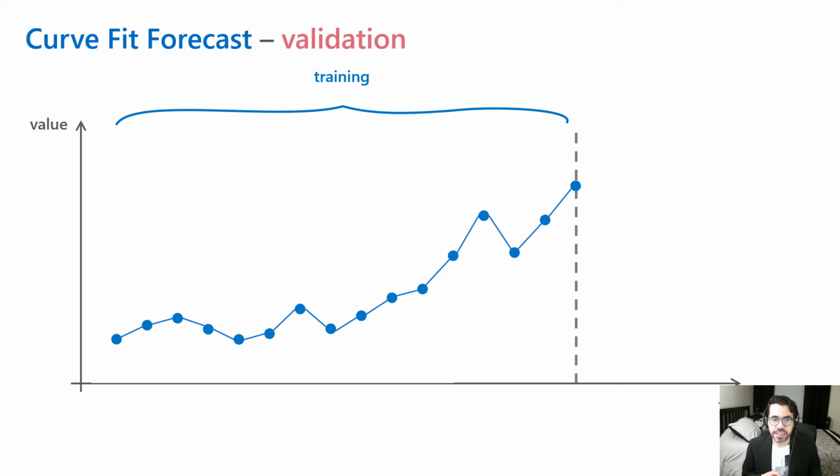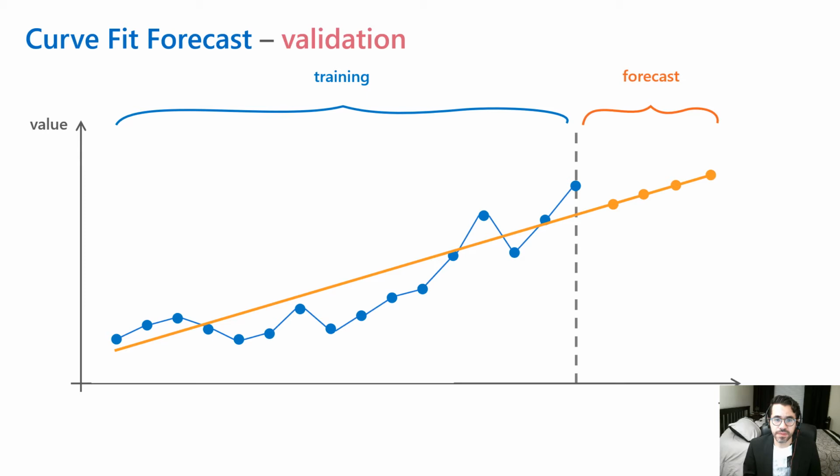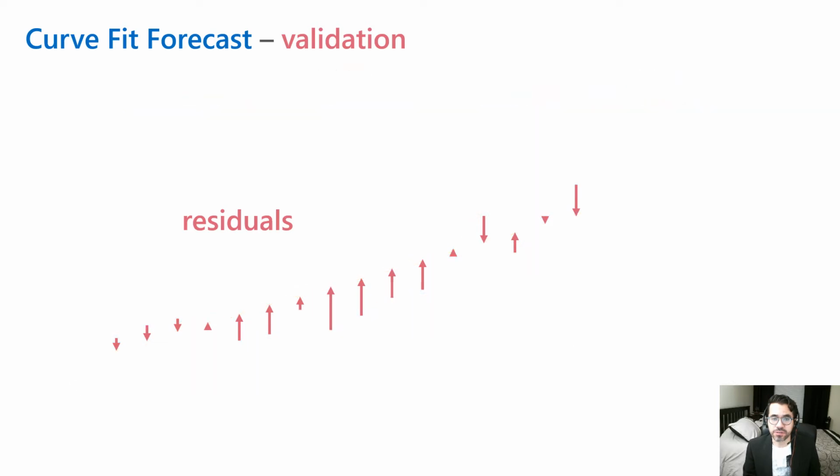Recall that we have training data, and we have a model, and we have a forecast. From this, we have the difference between the observed value in blue and the modeled value in orange. We call these the residuals. And those residuals are really useful measurements of how well the model describes the patterns in the time series.